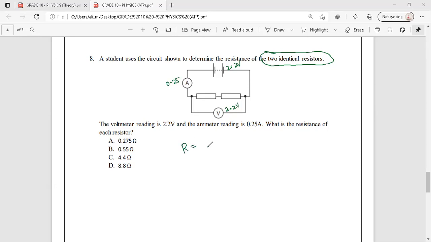So R total resistance will be equal to V over I. Total voltage is 2.2 and the total current is 0.25. So let's divide 2.2 divided by 0.25. So the total resistance is 8.8 ohms, and these are connected in series. It means that each resistor is of 4.4 ohms, so that in series combination the total will become 8.8. So the correct answer is option D.